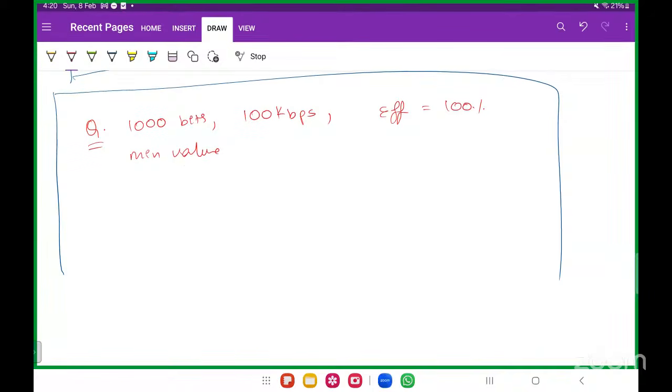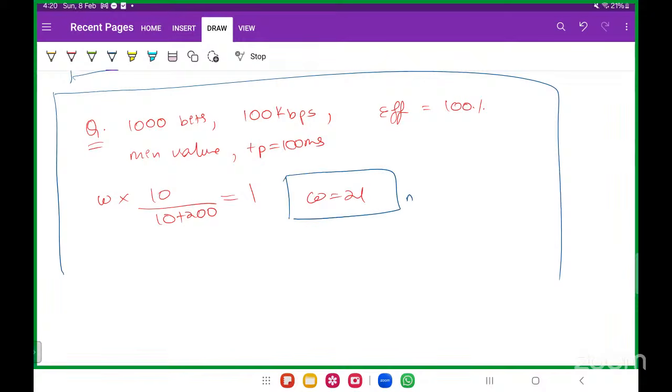There is a sliding window protocol problem where bandwidth was given as 100 kilobits, frame length is 1000 bit, and propagation delay is 100 milliseconds. So we have evaluated TF, that is 10 milliseconds. They have asked what should be the window size so that the utilization is 100%. So simple formula, W TF divided by TF plus 2TP should be 1. So here W has come as 20.